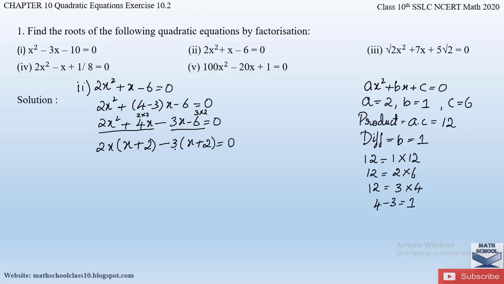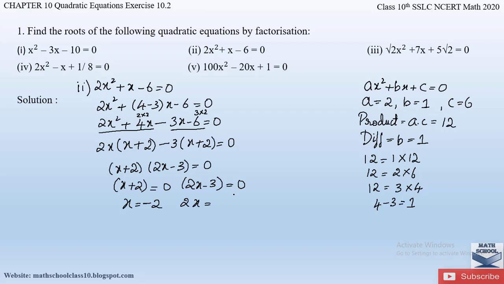Now again, if you take x plus 2 common, then what is left behind? 2x minus 3 is equal to 0. Now let us equate each of this bracket to 0. So x plus 2 is equal to 0, and 2x minus 3 is also equal to 0. Now let us send this plus 2 to the right hand side. We will get x is equal to minus 2, and 2x is equal to, if minus 3 goes to the right hand side, we will get 3, and x is equal to 3 divided by 2.